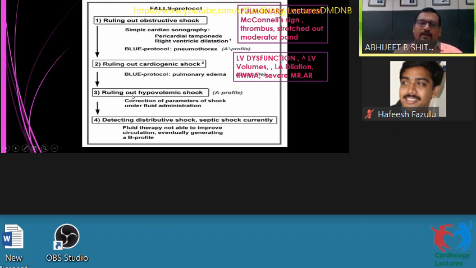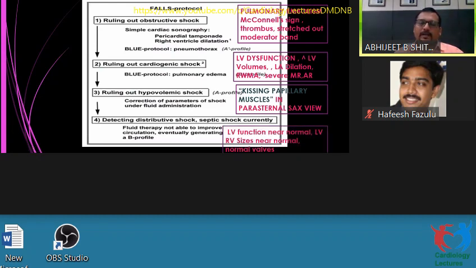If they are not there, come down, see for the parasternal short axis, look for the kissing papillary muscles and start fluid administration. See for the A profile in the BLUE protocol. If it is present, start giving fluid, pressure will come up, and the patient will be relieved of hypovolemic shock. If the patient's pressures are not coming up and the B profile of the lung ultrasound starts appearing, then with fluid therapy there is no improvement and appearance of the B profile, look at the heart. If LV function is normal, RV functions are near normal and valves are normal, then it is a distributive shock or a septic shock.